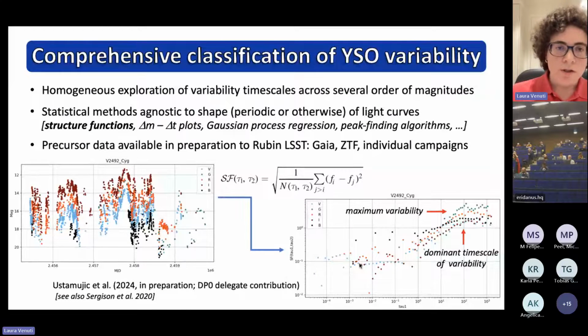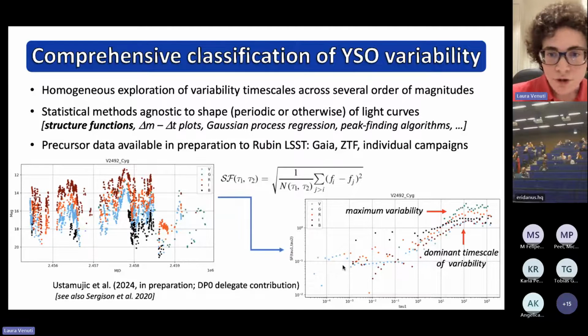So in order to do this, we need a homogeneous framework that allows us to characterize the variability timescales and variability properties of young stars across several orders of magnitude. So from the shortest timescales of variability to the longest ones, and which can be applied to any light curve, irrespective of its shape, both for periodic sources and for stochastic ones. And to do this, we have started using precursor data, such as Gaia and ZTF, and implementing different statistical methods that are agnostic to the shape of the light curves.